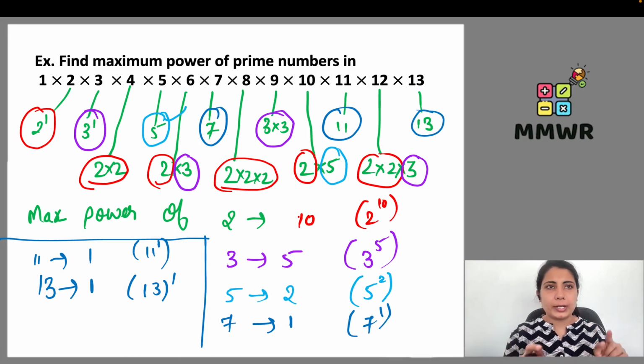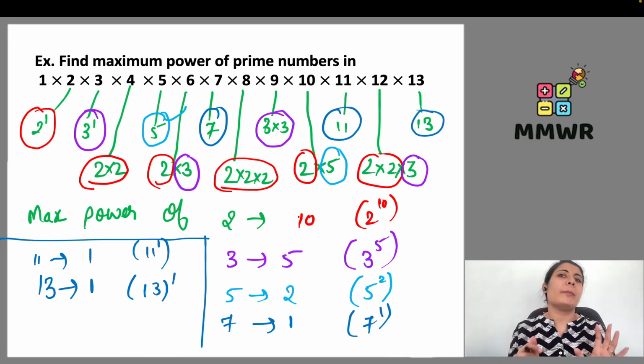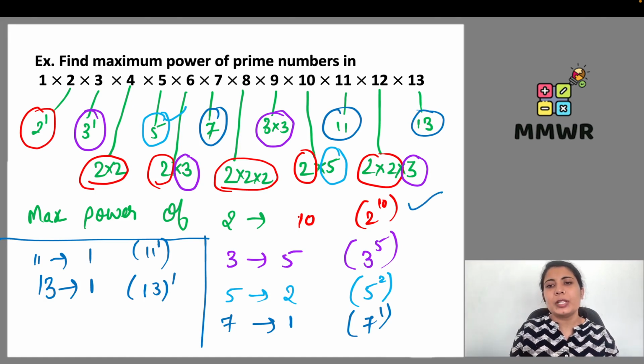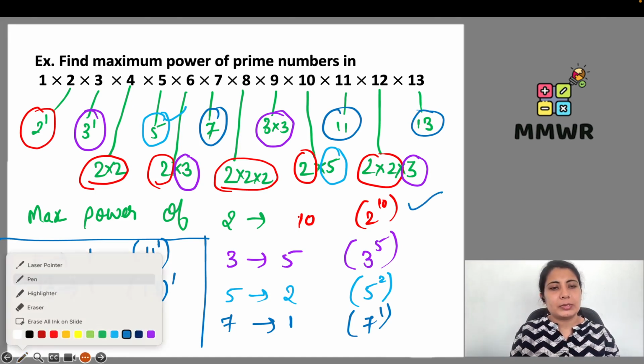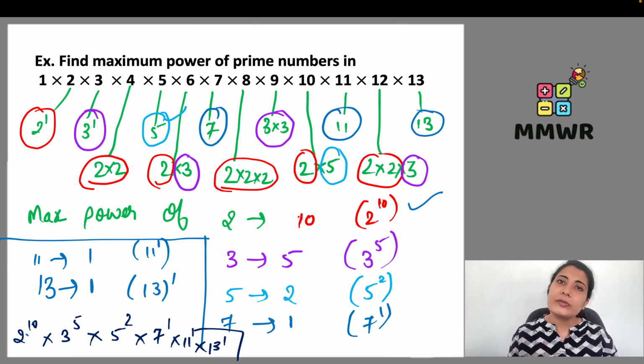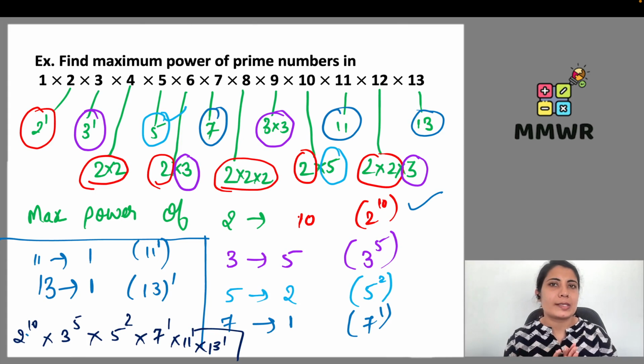So in short, the number that comes from multiplying all of these, we can write with the help of prime factors like this: 2 to the power 10. Let me change the color here. Yes, 2 to the power 10 multiply 3 to the power 5 multiply 5 to the power 2 multiply 7 to the power 1 multiply 11 to the power 1 multiply 13 to the power 1. Like this we can write. I hope it's easy for us to understand.